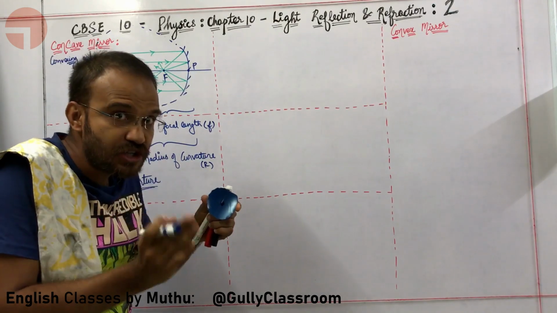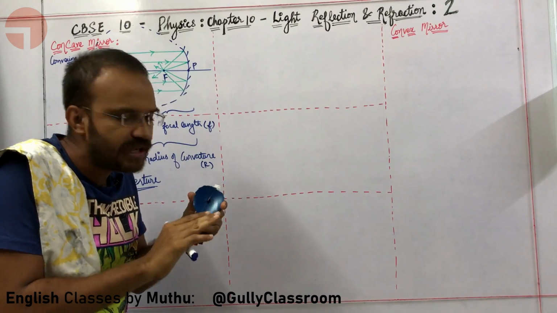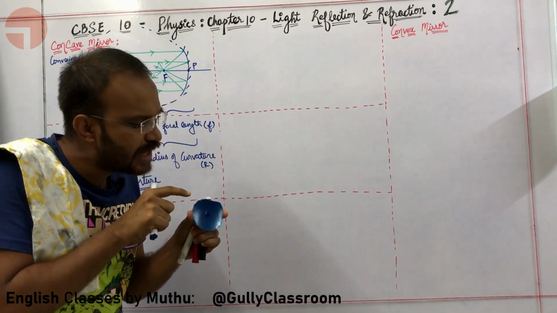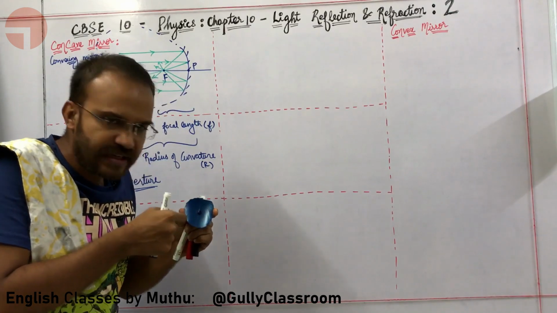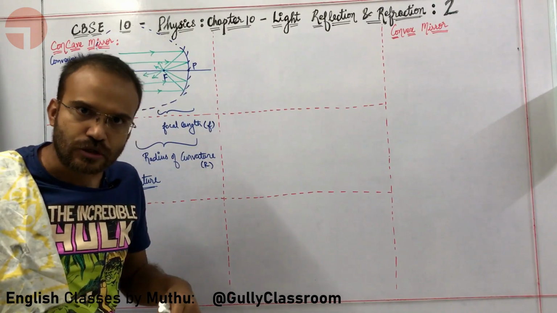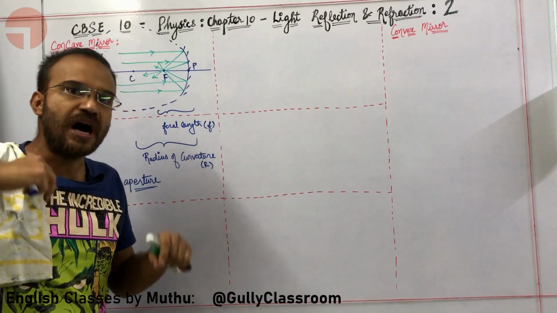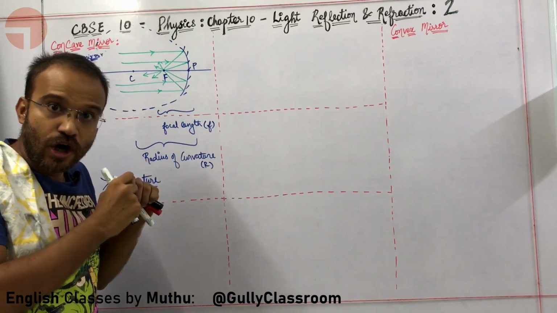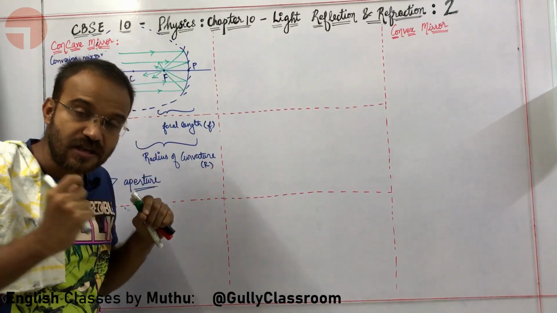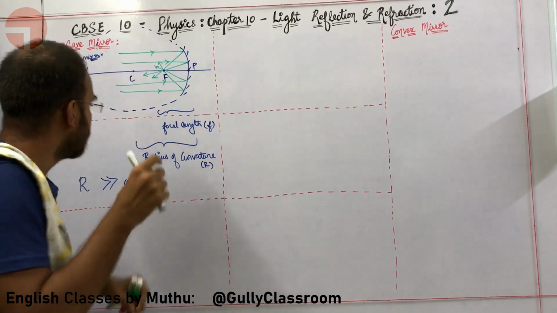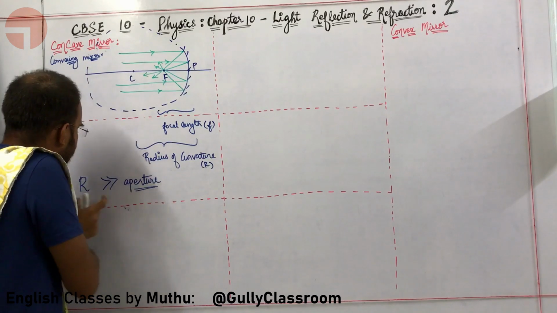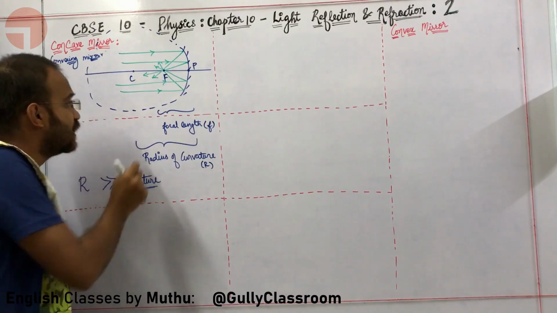If the polished, reflecting surface is curved inwards, it is called a concave mirror. The diameter from this end point to this end point of this spherical mirror is called the aperture. According to our limited syllabus, we are going to study only those spherical mirrors which have very small aperture when compared to the radius of curvature.